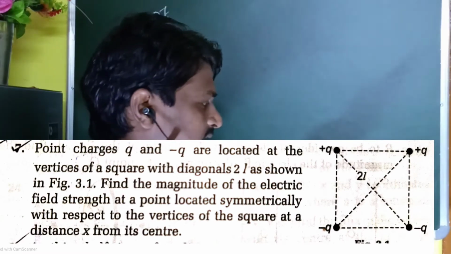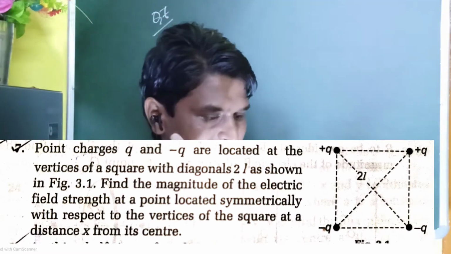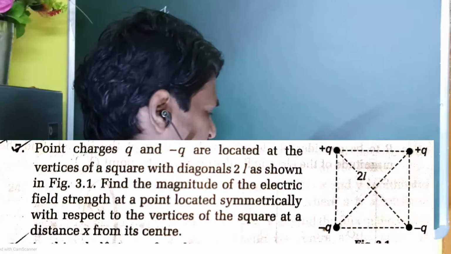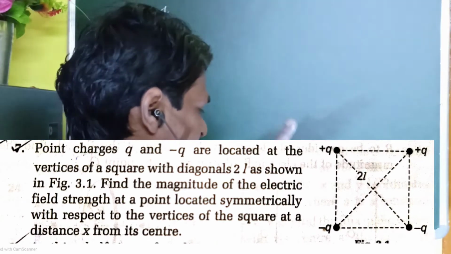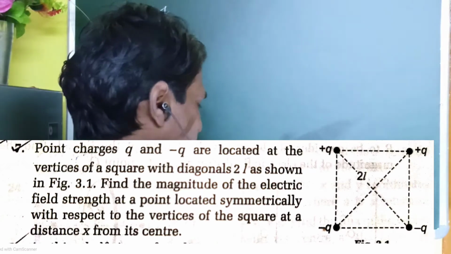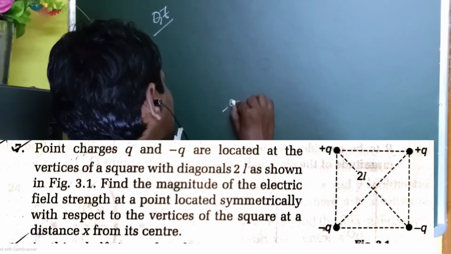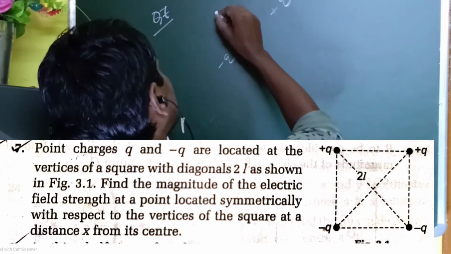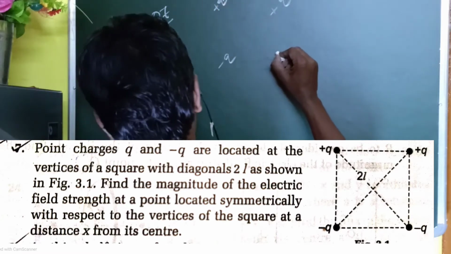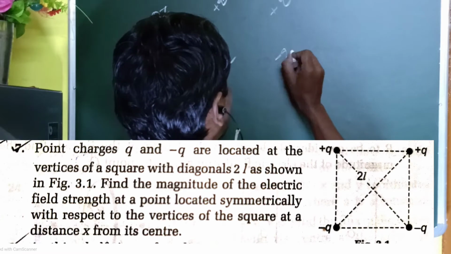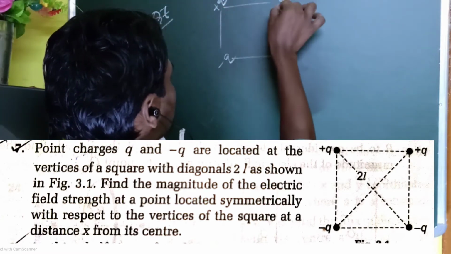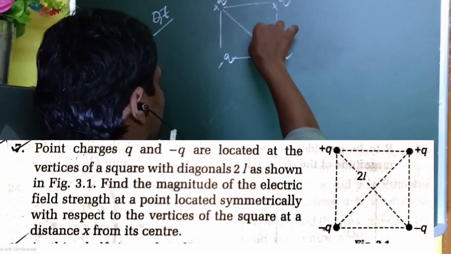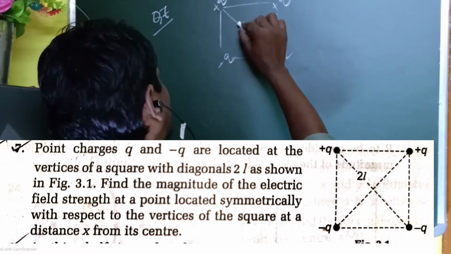Question number 7. Point charges plus Q and minus Q are located at the vertices of a square with diagonals 2L as shown in the figure. Find the magnitude of the electric field strength at a point located symmetrically with respect to the vertices of the square at distance x from the center. Okay, students, this is minus Q, this is plus Q, and this is minus Q, with a diagonal 2L.